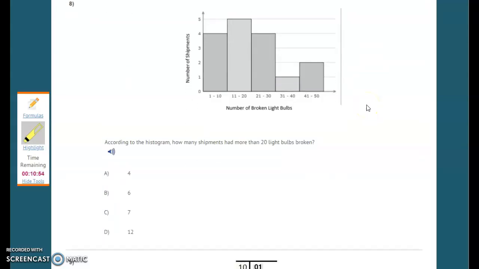Number 8 is according to the histogram, how many shipments had more than 20 light bulbs broken? So you're looking at more than 20, not 20 or more, but more than 20. So you're going to come up here. This is your number of broken light bulbs and your number of shipments. It's asking you how many shipments had more than 20 light bulbs broken. So you're going to come up here to the number of broken light bulbs. You're going to find the numbers that are more than 20. You're going to look at your chart. You're going to take the frequency of each of the ones that are more than 20 light bulbs, and you're going to add them together to get your total number of shipments.